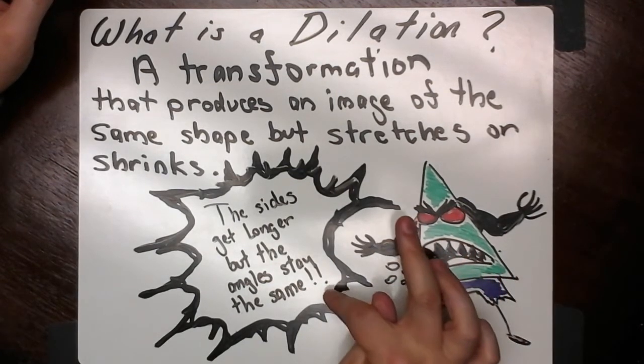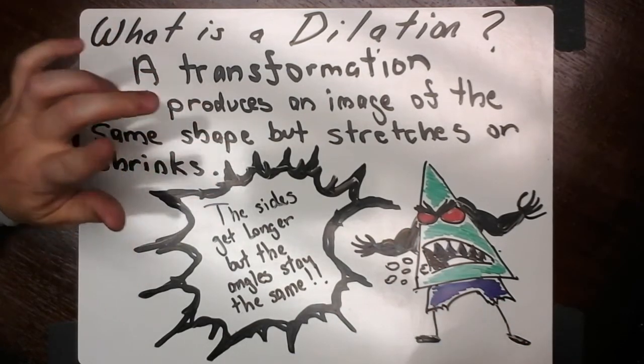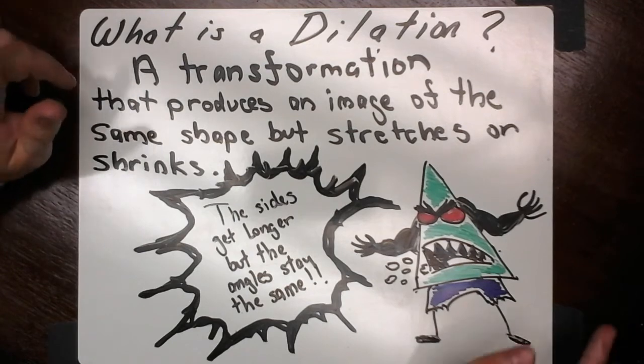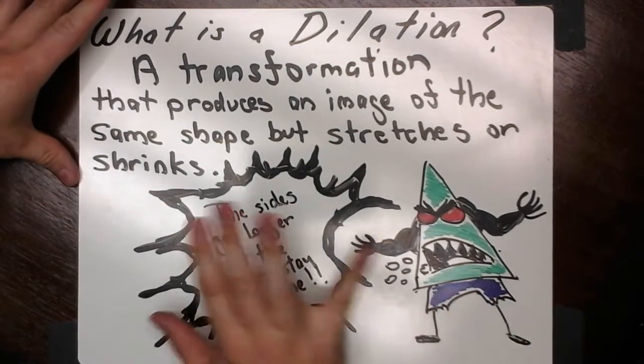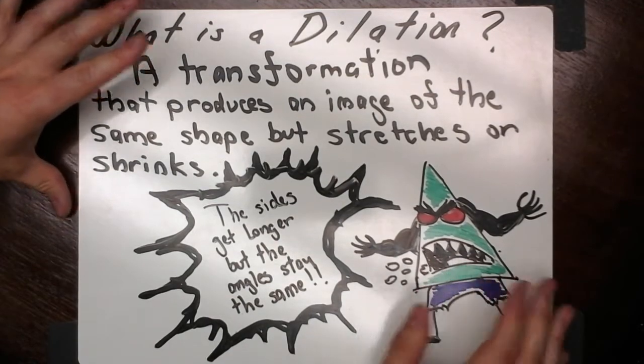Then, and this is an important definition for other parts of geometry, the sides get longer, but the angles stay the same. Okay, there's a whole other concept of similarity that comes from dilations. So, let's take a look at what we got.